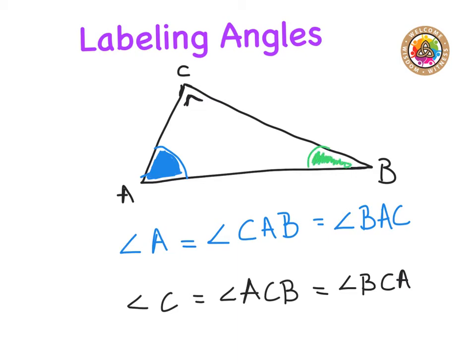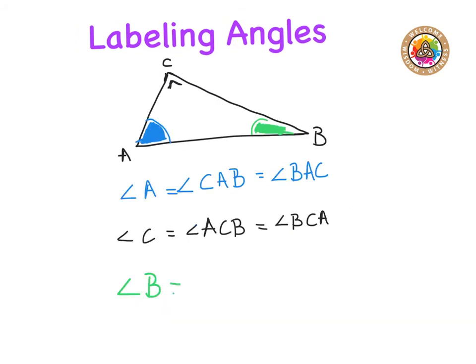Now pause the video here and see, can you figure out what this angle here would be at angle B? So pause it here, write it down, and then have a look and see, did you get it right? So here angle B, well, did you get it right? Angle B is equal to angle ABC or angle CBA.